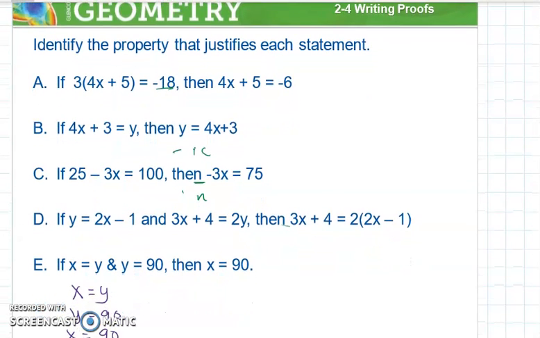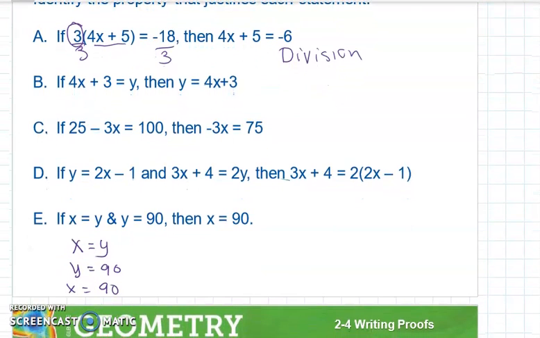This is where in A, if you were in the first two classes, I was trying to hurry and didn't pay attention to what was going on here. So here's the thing. If 3 times the sum of 4 plus 5 is here, this 3's gone away. And how did it go away? Well, we divided by 3 on both sides. So this would be division, not distributive property. Okay, and then on B, if 4x plus 3 equals y, then y equals 4x plus 3.